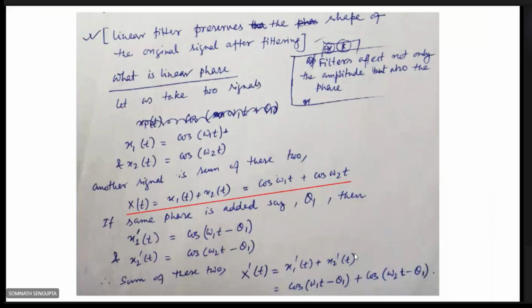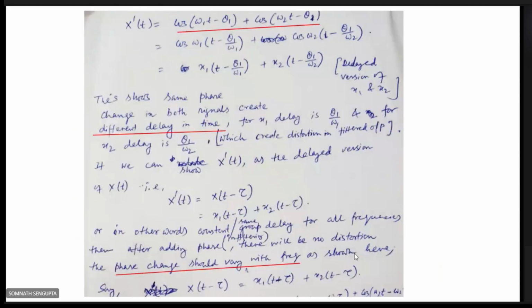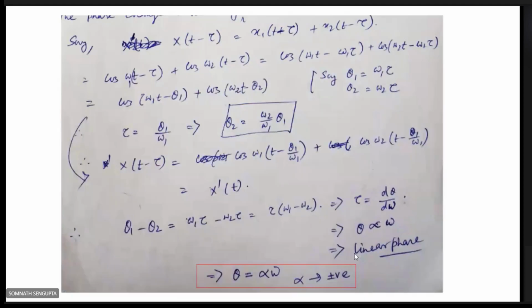Now here you must know one property of linear phase, that is, mathematically how it is described: theta is proportional to frequency. This phase should be proportional to frequency. Theta varies as omega. So as frequency changes, the phase changes linearly. And if you use the constant alpha, then theta is equal to alpha omega.